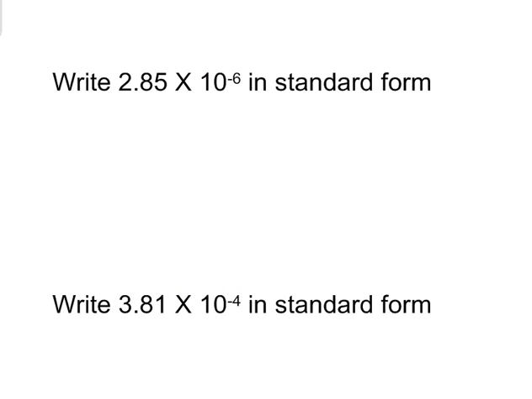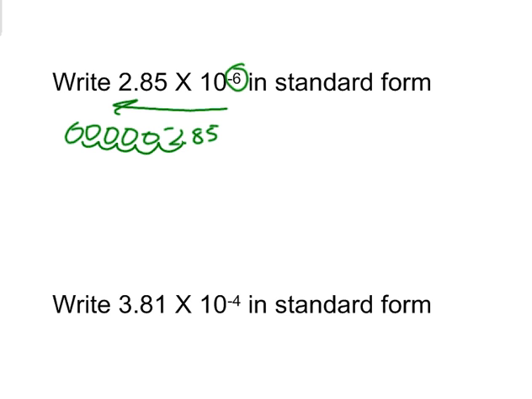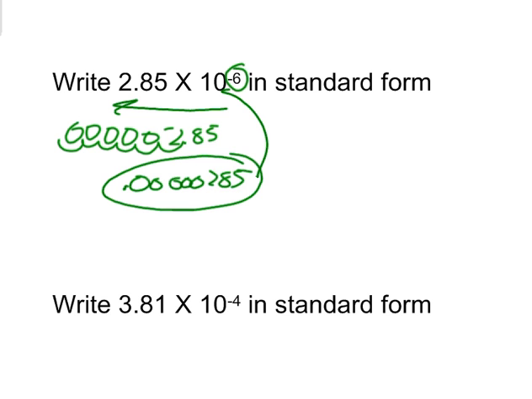Going on to the next examples, I wanted to show you one where we have a negative exponent for the 10. The negative 6 tells me I'm going to move it 6 units to the left. So I've got 2.85. We move it 6 units, 1, 2, 3, 4, 5, 6. So it's 0.00000285, that same number, that same value, only in standard notation.